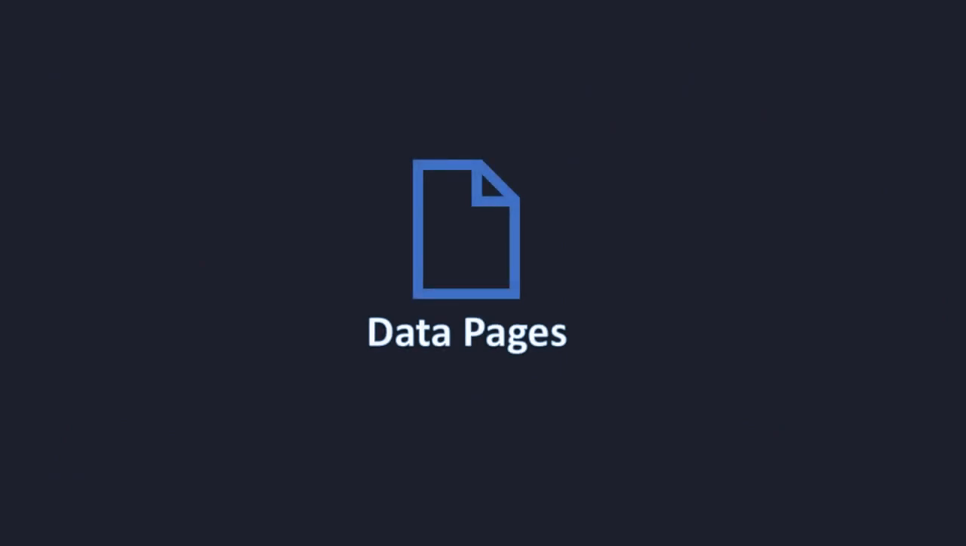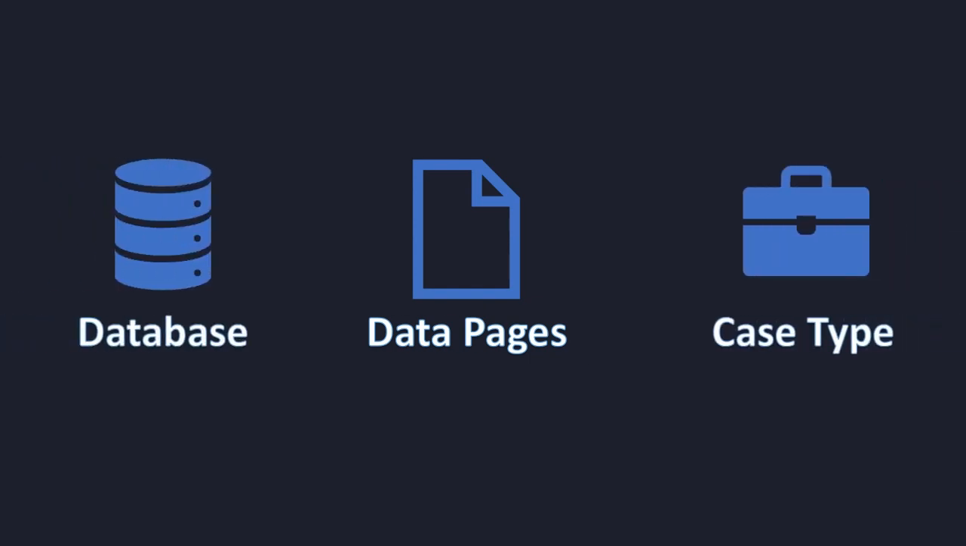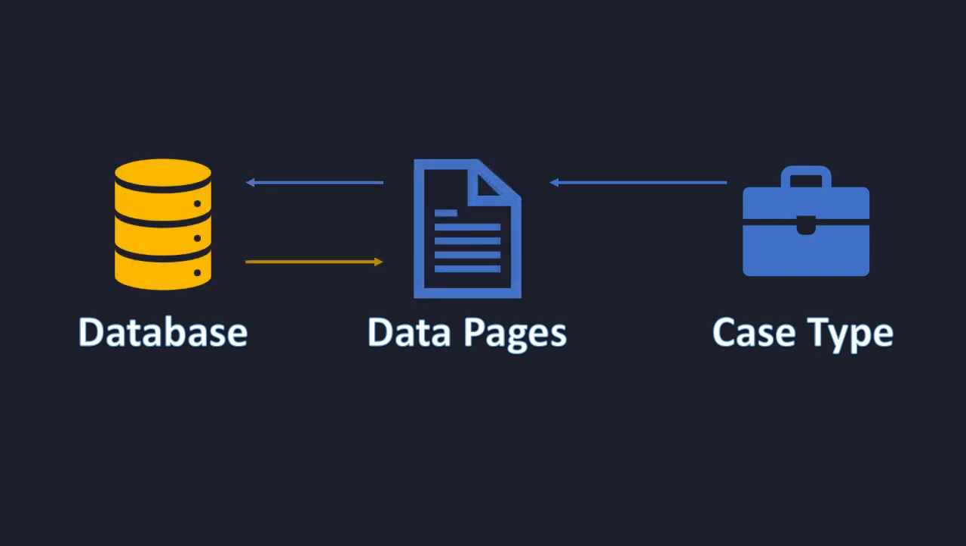So, what are data pages in the big scheme of things? Well, they sit right in between a system of record and different parts of our application that need information, for example, our case type. So, the first time we need information, our case type will trigger the data page, and the data page will fetch information directly from a system of record and return it to our case type. Data pages improve performance by caching data, so if the same data is needed again, it can be retrieved from the data page instead of hitting the database each time. It ensures that the application works with the most up-to-date data and reduces the overhead of repeated database queries.